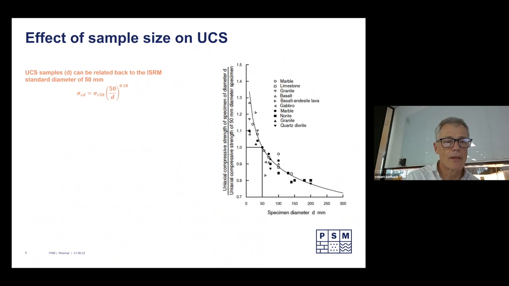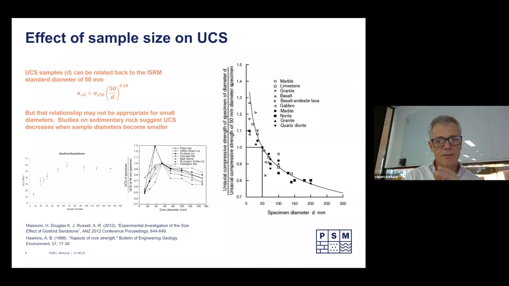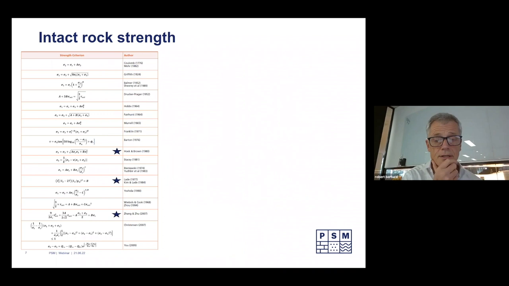So this chart here presents the relationship between the UCS versus specimen size. And it's well known that UCS decreases as the sample gets larger. But there's also evidence that when we get really small samples, the inverse is true. So the inflection point is about 40 to 50 millimeters in diameter. That natural variability, as I alluded to earlier, is a product of the rock itself and the material itself.